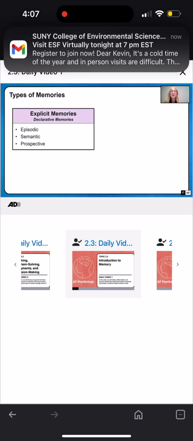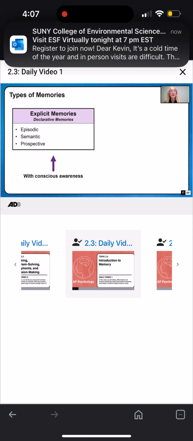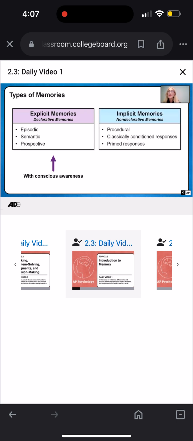Explicit memories are also known as declarative memories, and they include episodic, semantic, and prospective. And these are memories that we recall with conscious awareness. And then we have implicit memories, which are known as non-declarative memories. They include procedural, classically conditioned responses, and primed responses. And these are recalled without conscious awareness.